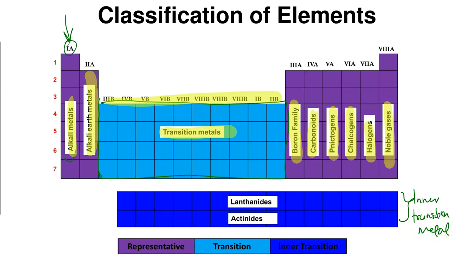have the first row. The first row are the lanthanide family. We call them the lanthanides. And then the actinides here. Of course, I have the key here. The representative elements are in this color, the purple color. The light blue here is the transition, and the inner transition is the dark blue, or much thicker blue there. So those are going to help you to understand.